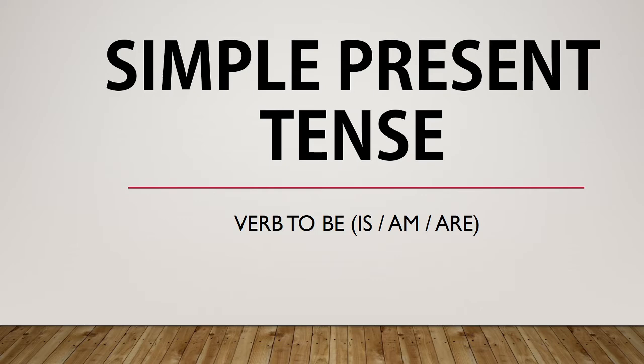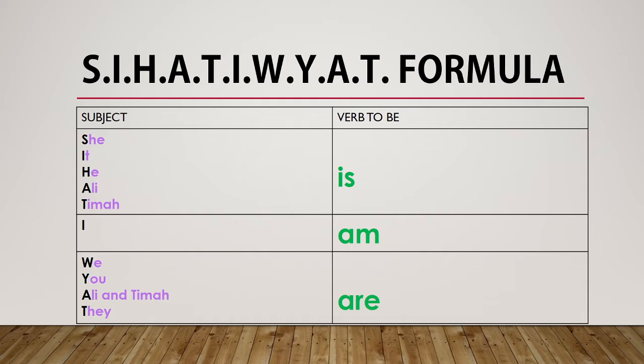If you still remember, we have the Sihati formula, which is my formula. I got it from my father. Thank you to my father. The Sihati formula is used when you have trouble in determining the correct verb to be used in your sentence. If we look at it, we have three different groups here: the Sihat group, the I group, and also the Wiyat group.